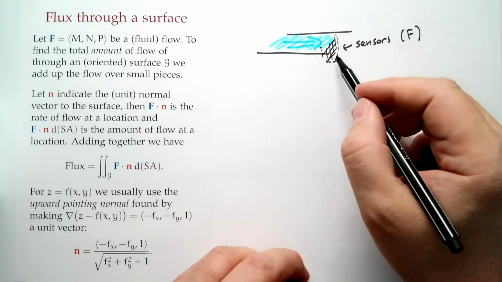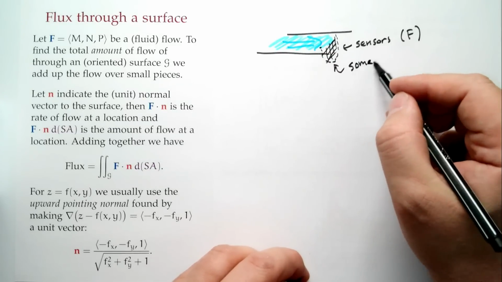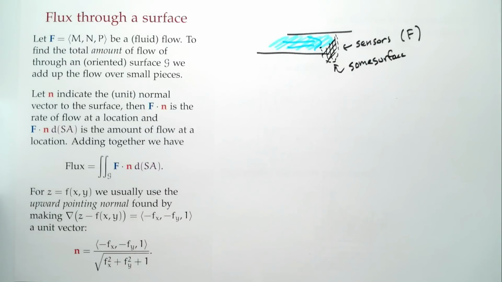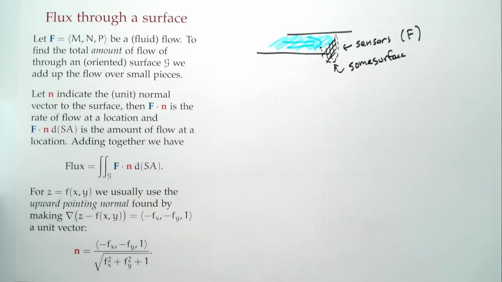They lie on a surface. So the sensors are on some surface. And now what I want to do is I have this collection of data. So I have all this data. I know what's happening at each individual point, and I want to ask the question, what's the total? How much is there that's passing through? That's what we're after. So we have this surface, and we're asking ourselves the question, how much is flowing through this surface?